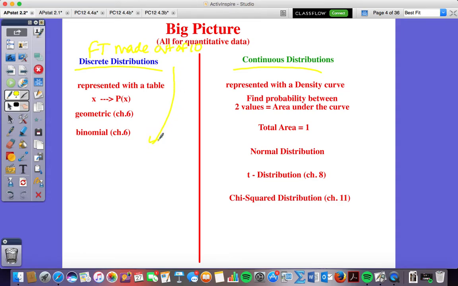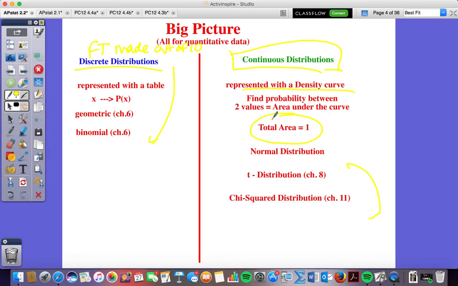Free throws made out of 10 is what we'll talk about in chapter 6. What we're going to focus on from now and as we keep going through a lot of chapter 2 is this continuous distribution. What that means is that this is more of a percent inside of this graph. And later on, like t and chi-squared, some of you have done that before in bio, that's where we'll pull from. A couple of things you need to know: a density curve has a total area of 1, or 100%. We can find the probability between two values.